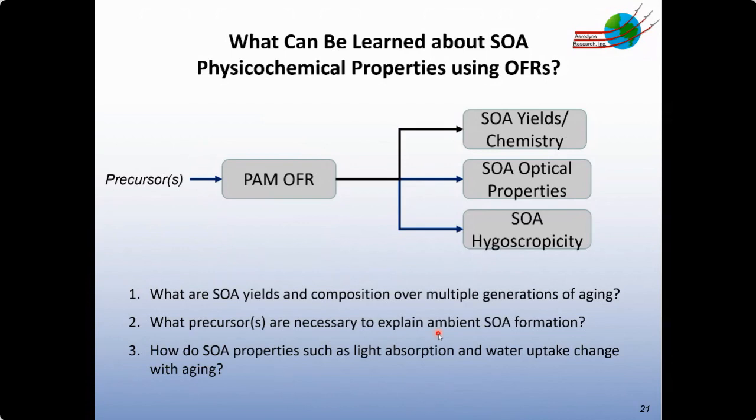But then other logical questions to ask from these types of applications are what precursors are necessary to explain ambient SOA formation? So, for example, if a group has made ambient measurements with an OFR in situ and seen some sort of chemical fingerprint in the SOA or some estimated yield, they will often then take the OFR back into the lab and look at the oxidation of precursors that they think may be needed to explain that SOA formation. So in this sense, the OFR serves as a bridge from the field to the lab.